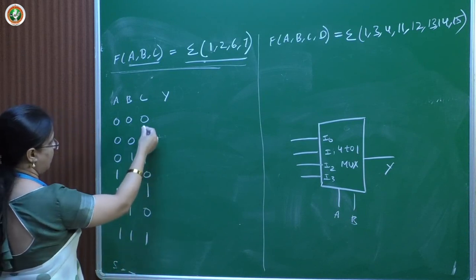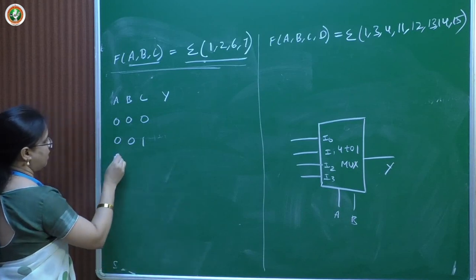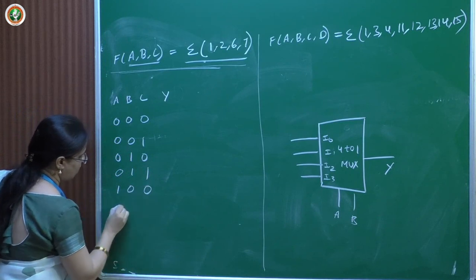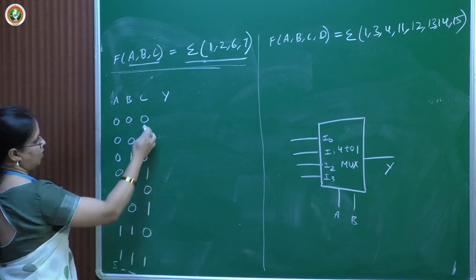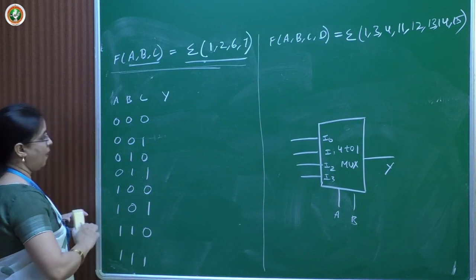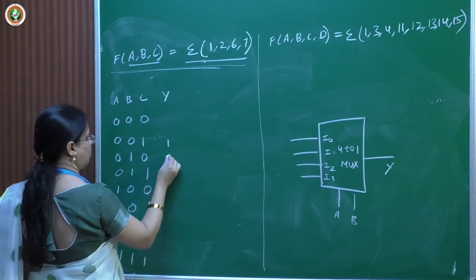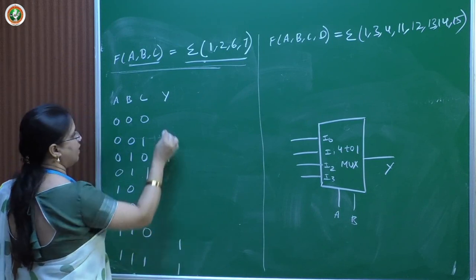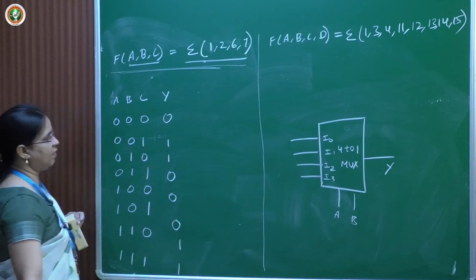101, 110, 111. I hope I have written it correct. 001, see, I have missed 2. 010, 011, 110, 110, 110, 111. 0, 1, 2, 3, 4, 5, 6, 7, right. So now make the one entries. So 1, 2, then we have 6 and we have 7. Okay. Then remaining entries are filled with 0. Okay, that will be a first.